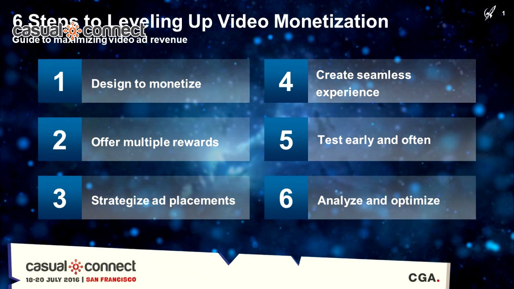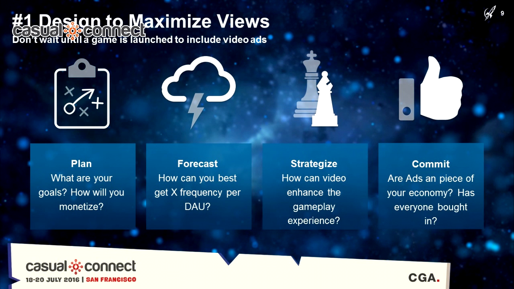When you think about putting best practices into adding rewarded video into your app, we really recommend six steps, and I'll go through each one here in more detail. The first is, make sure that ad monetization and rewarded video is part of your planning. It's best to do it during game design, during your monetization design. Plan for it. Understand what your goals are around the metrics you want to drive and figure out how you're going to get there.